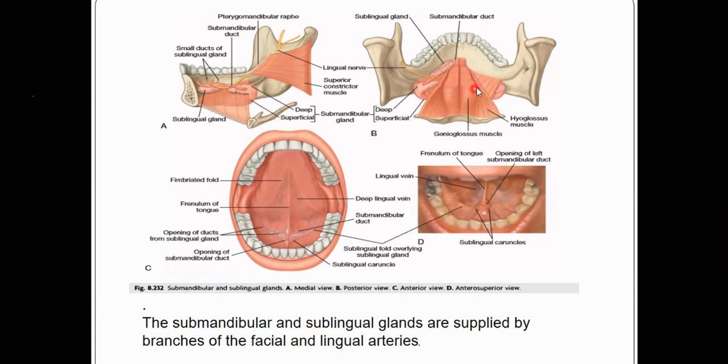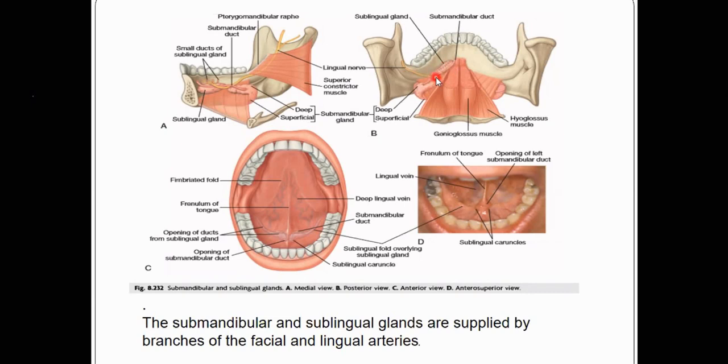Okay, so these are the muscles, genioglossus muscle and the floor of the mouth, hyoglossus muscle, this is the hyoid bone, and here is the deep part of the submandibular gland, and this is the superficial part of the submandibular gland, and this is the duct of the submandibular gland, which opens towards the frenulum, and this is the sublingual gland.